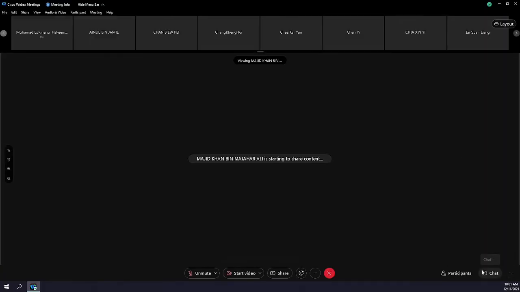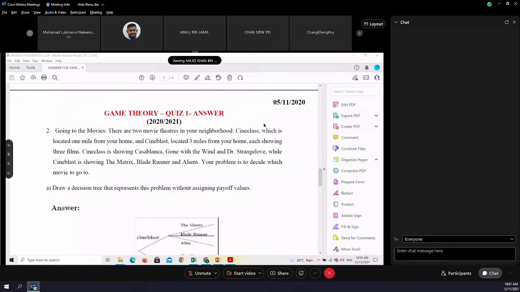Neighborhood, Sign Class, which is located 1 mile from your home, and Sign Blast, located 3 miles from your home, each showing three films. Sign Class is showing Casablanca, Gone with the Wind, and Doctor Strangelove, while Sign Blast is showing The Matrix, Blade Runner, and Aliens. Your problem is to decide which movie to go to.